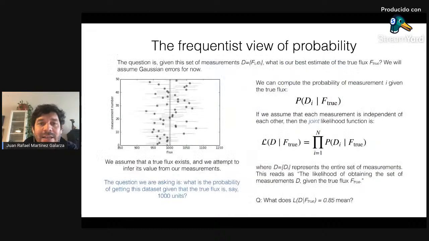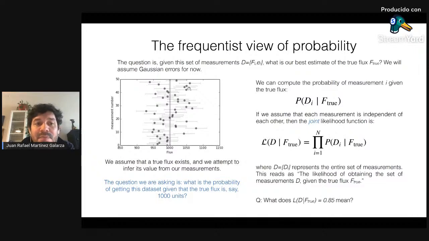So that is exactly how frequentists see probability. The way in which you think about probability is in terms of a frequency. How often does something happen? So suppose that you're trying to measure a flux. For a frequentist, the flux is a well-determined, given quantity that you're trying to determine. It doesn't change. And the true flux in this plot is given by this gray line here that is vertical.